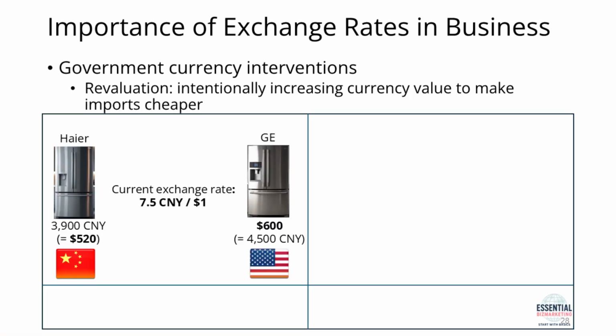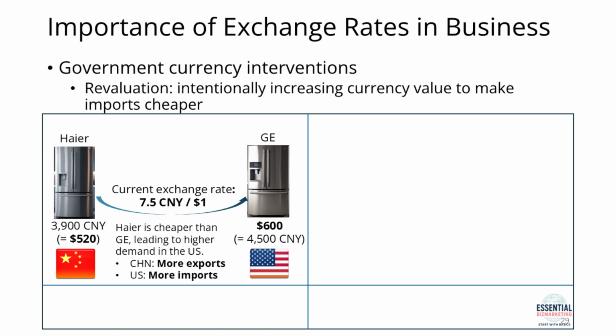Let's compare prices under the new exchange rate. At 7.5 yuan per dollar, Haier's 3,900 CNY product now equals just $520. Meanwhile, GE's $600 product costs 4,500 CNY, making Haier more affordable in both markets. Now let's see how price gaps affect trade. With Haier priced lower than GE, US consumers shift toward Chinese products. This boosts Chinese exports and leads to higher US imports.